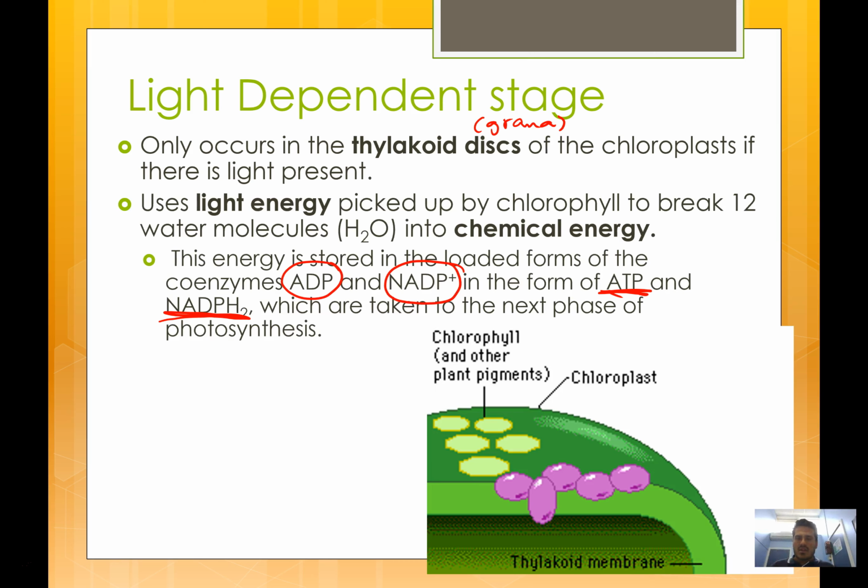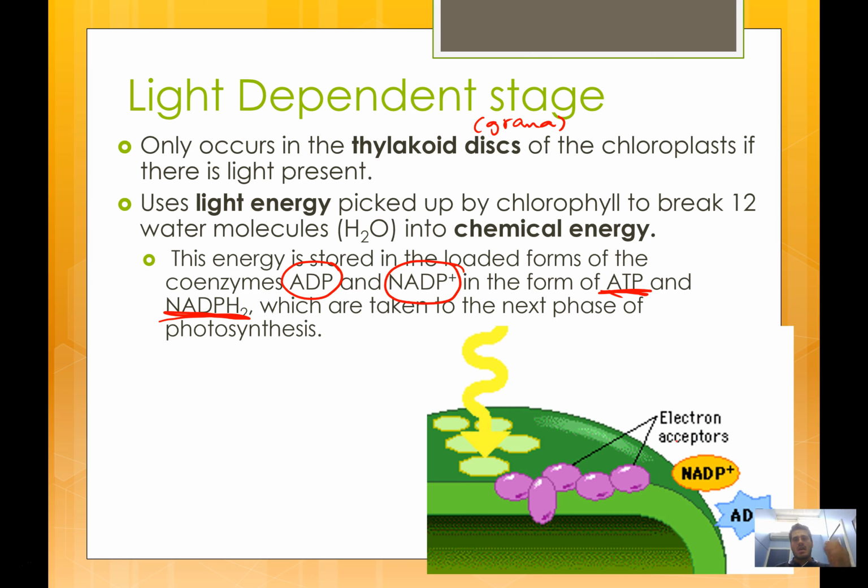There we go. The electron, the thylakoid. So this is a chloroplast. All right. So we have the NAD plus unloaded enzyme and the ADP unloaded coenzyme. So these are unloaded coenzymes. We have light coming and hitting that grana, right? It's going to break down the water, and that breakdown of water is going to provide energy in the form of electrons, forming the loaded forms NADPH and the loaded ATP.